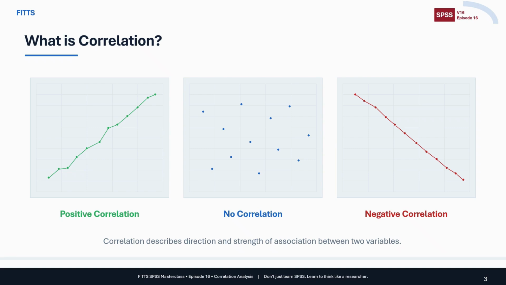If there is no obvious pattern, then there is little or no correlation. Remember that correlation only measures association.